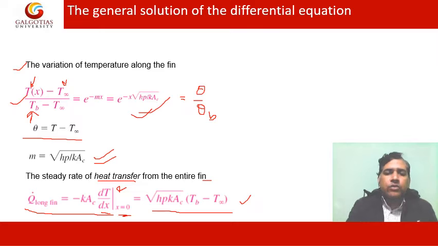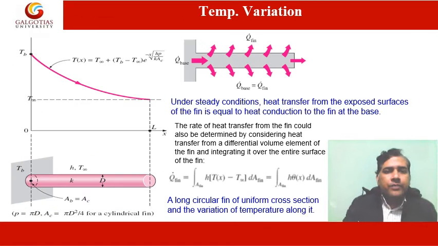This is the amount of heat that should be transferred from the fin to the surrounding. This heat is basically generated at the base of the fin. This heat is entering at the base of the fin. So this is the amount of heat that will be transferred from the fin.